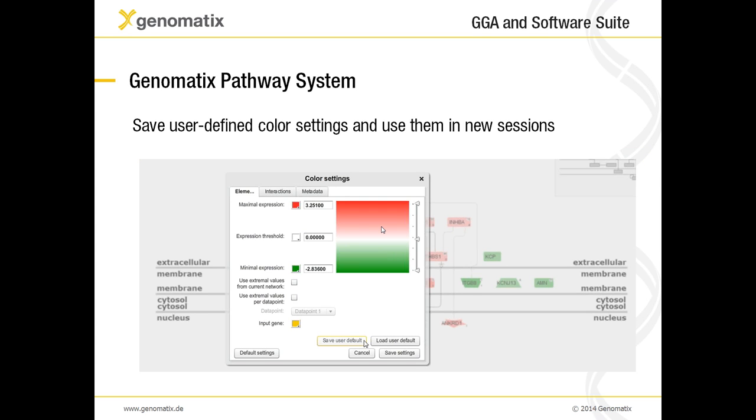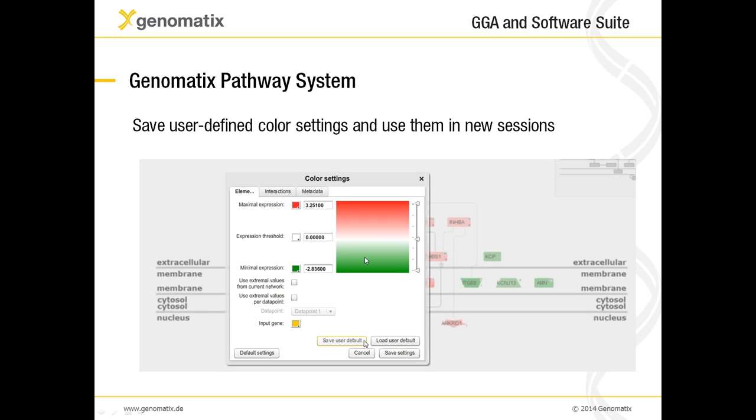A few more things within the Genomatix Pathway System. You can now not only change the color settings in the pathway system. Some of you might prefer, for example, to have green as coding for downregulated genes and not blue as it is the standard, and maybe white for non-regulated genes instead of the yellowish orange that is the standard.